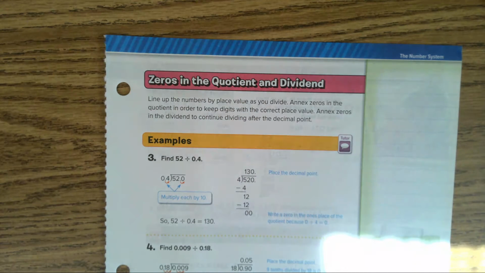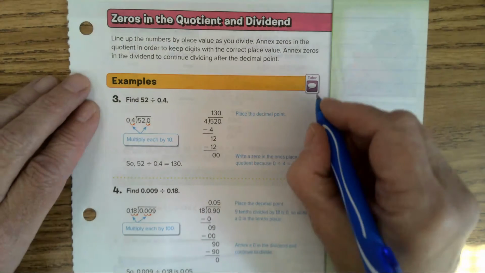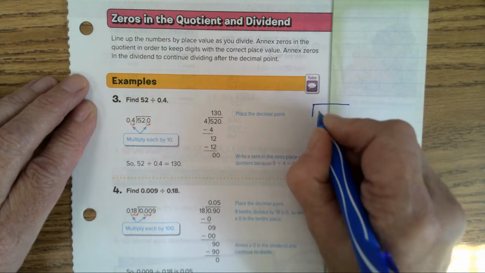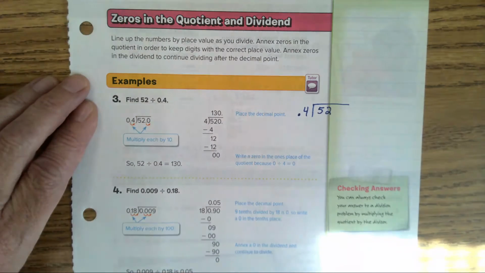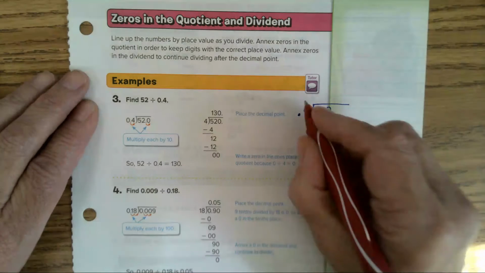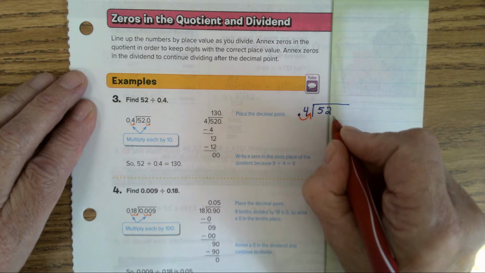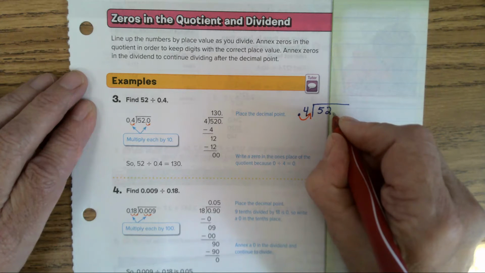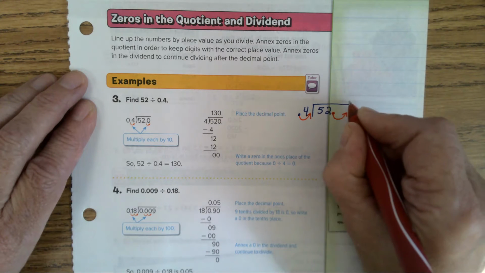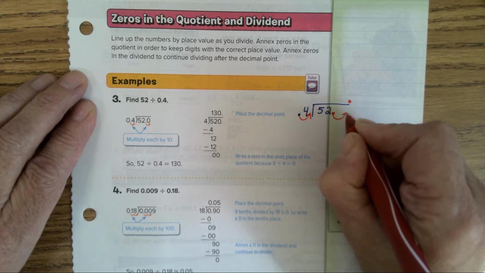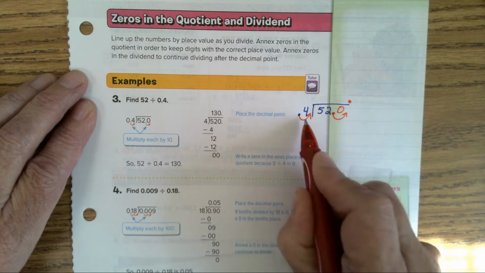All right, let's just do this problem together. We're going to do the example over here. 52 goes in the box, 4/10 goes outside the box. Now, we have to move the decimal point one place. There is no decimal here. It's hiding. It's behind the number. Now we move it one place. Now in the empty loop, you put a 0. So we have 520 divided by 4.